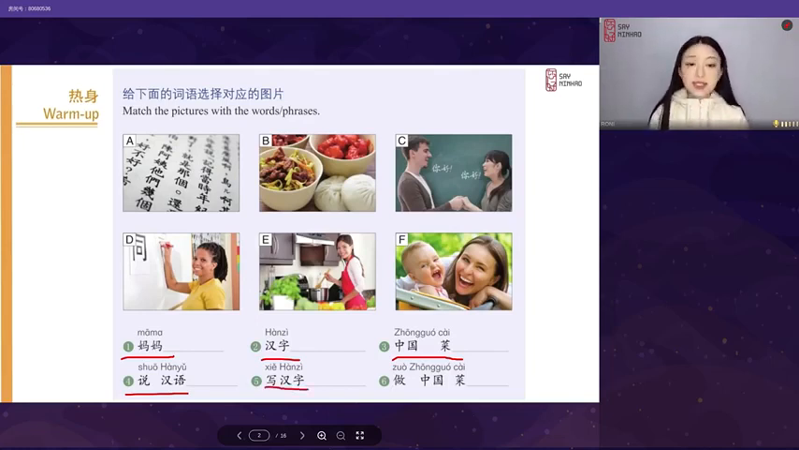Next one, 写汉字. Try to guess what does this mean. 写 is a verb, and 汉字 we learned here, it means Chinese character. 写汉字 actually means writing Chinese character. Last one, 做中国菜. 中国菜 is Chinese dish. So 做中国菜, 做 means make something. So 做中国菜 is cook Chinese dish. Okay, try to fill in the blanks. I will give you 10 seconds, okay?